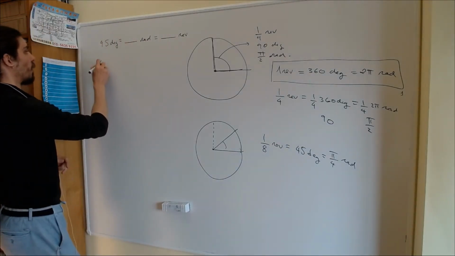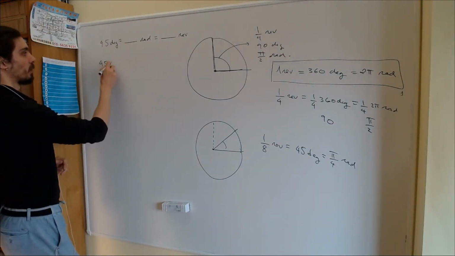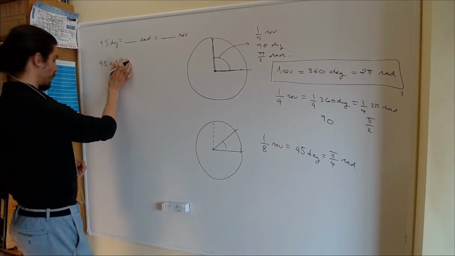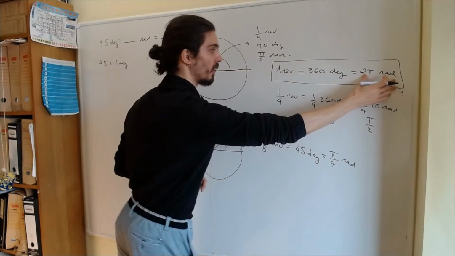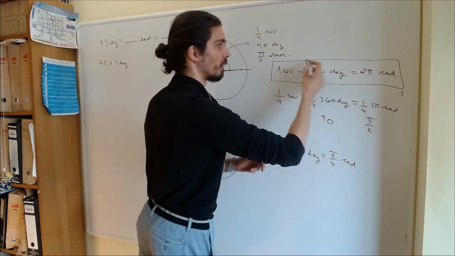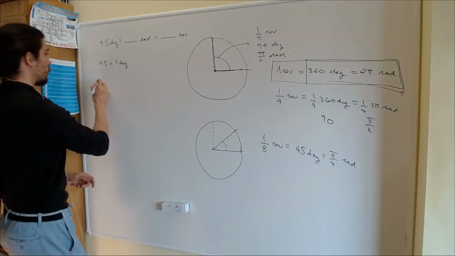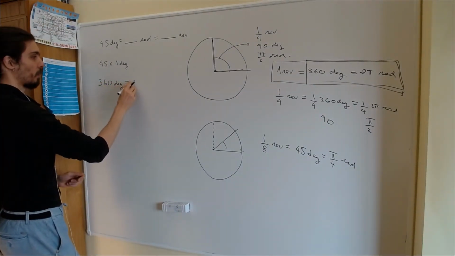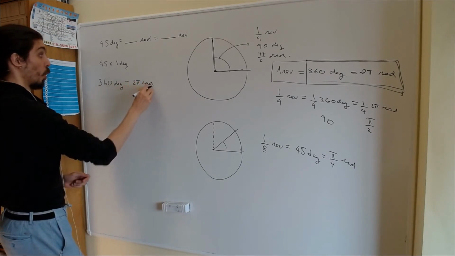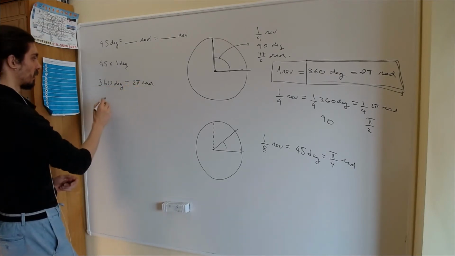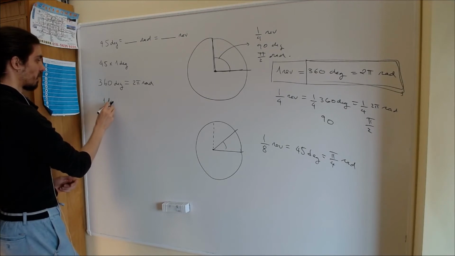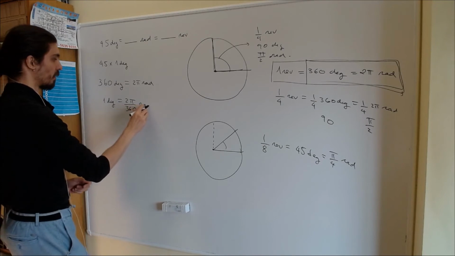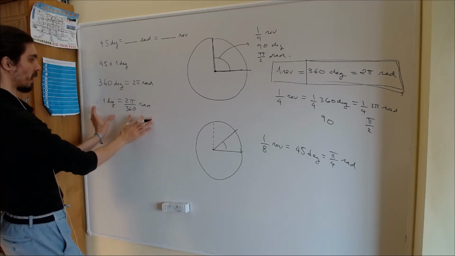Let's see. 45 degrees means 45 times 1 degree. But we can look at 1 degree and ask how much this is in radians. Just use this formula here. Well, just look at it. 360 degrees corresponds to 2 pi radians, which means, dividing by 360, that 1 degree is equal to 2 pi divided by 360 radians. You just divide by 360 on both sides. You get this.